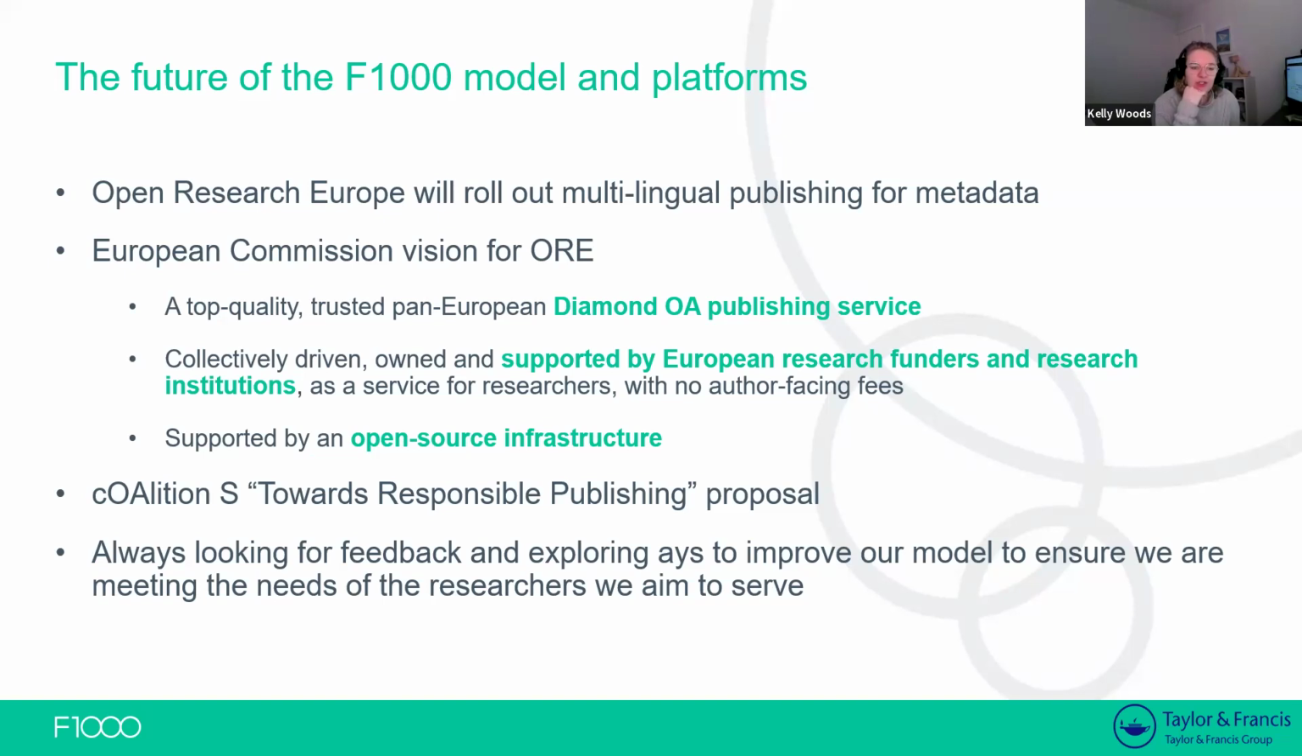I also wanted to mention the Coalition S towards responsible publishing proposal, because there are many features of that proposal which align very neatly with aspects of the F1000 publishing model. And I also just wanted to say that we're always looking for feedback. It's part of the reason I had these questions today, and exploring ways to improve our model to ensure that we're actually meeting the needs of the researchers that we aim to serve.